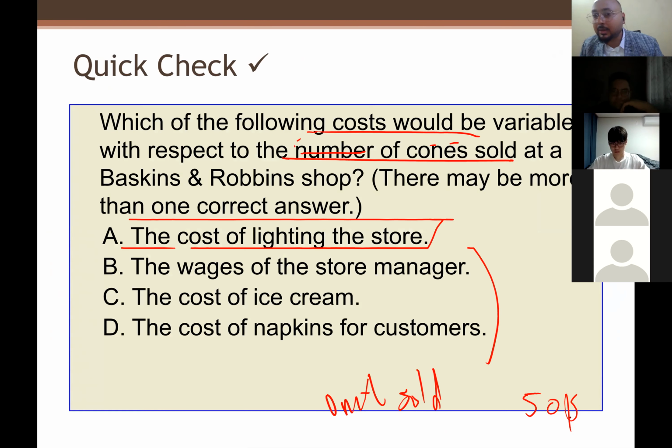If you didn't sell any cone, you still have to pay $50 for lighting the store. Like the fan, the AC, the lights here, the bulb, the sunshine type stuff, the ambient, all of that. If you sell 1,000 cones in 1 hour, you still have to pay 50. So the nature is fixed here.